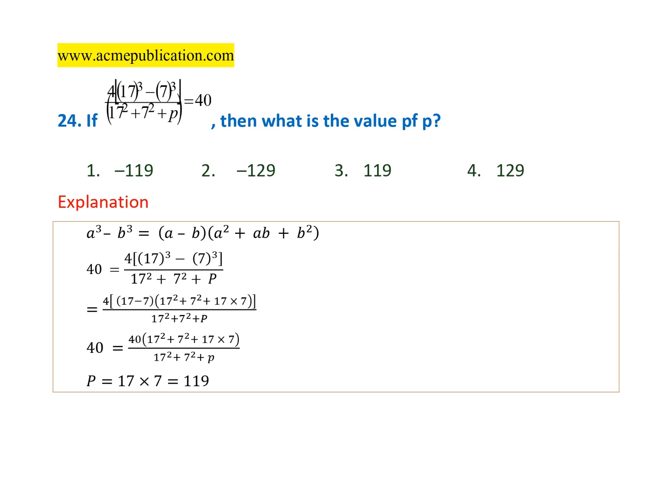Question 24. If this is the equation, then what is the value of P? To solve the equation given in the question, we use the formula a cube minus b cube. The formula is a cube minus b cube is equal to a minus b into a square plus b square plus ab. After using this formula and doing little calculation, we find that P is equal to 17 into 7, and that is 119.